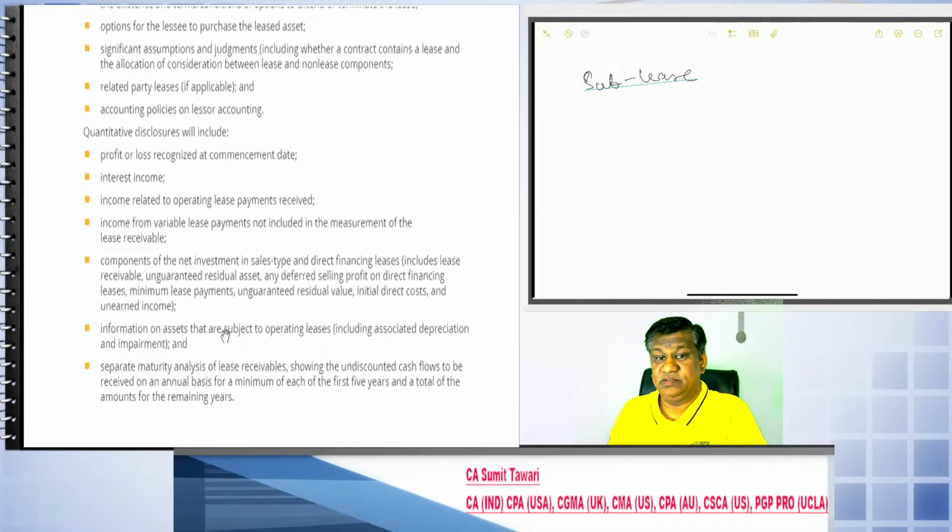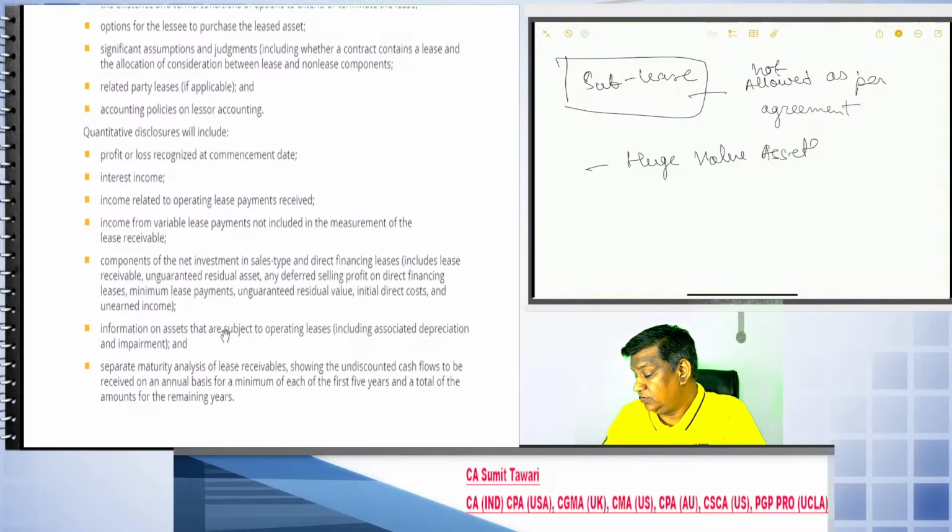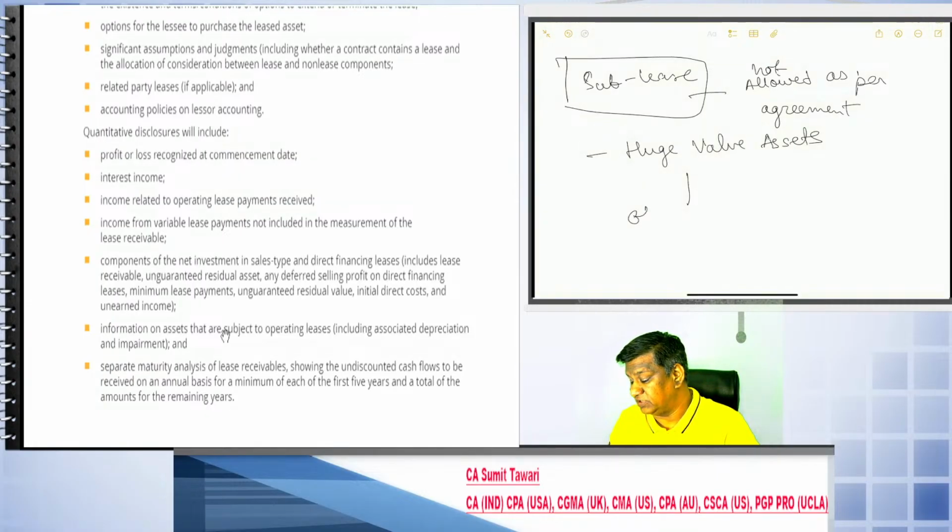At that point, who will be the lessor and what will be the terms and entries? First issue is if someone is giving a sublease, that is not allowed as per the agreement. But still, if someone is giving, say for a huge value asset, a part of the asset to someone, then for him it is basically operating only.